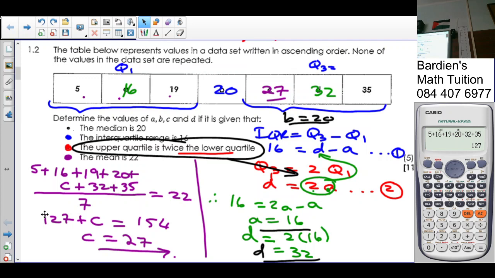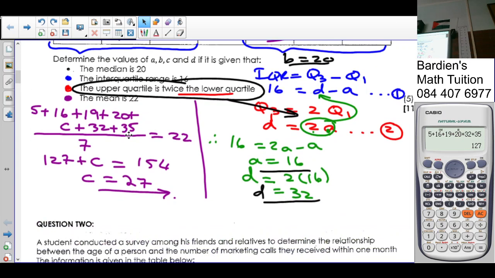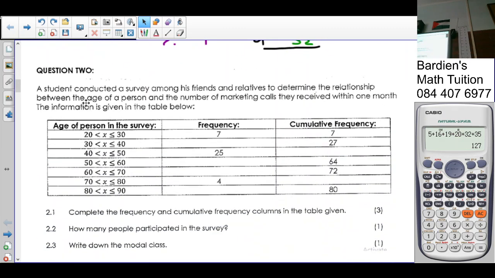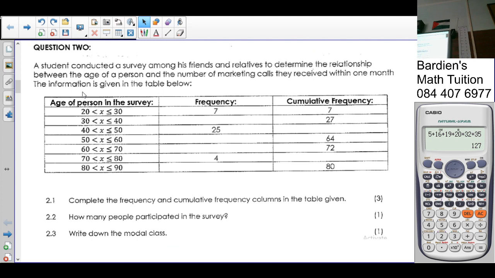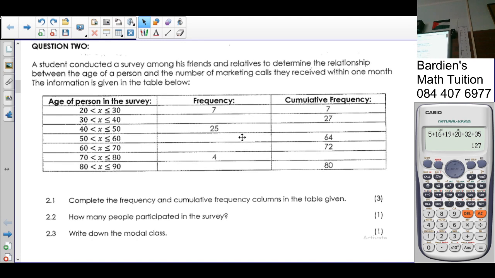Any other questions? Right. Let's carry on. Question 2. In question 2, we are told that the student conducted a survey amongst his friends and relatives to determine the relationship between the age of the person and the number of marketing calls they received.